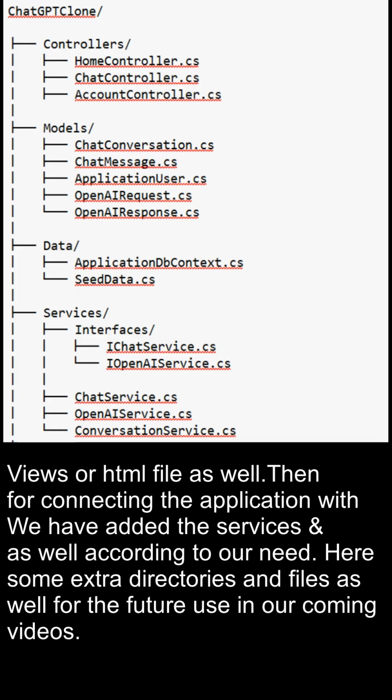In model classes we need ChatConversation, ChatMessage, ApplicationUser, OpenAIRequest, and OpenAIResponse. Next, in the Data folder we have the class ApplicationDbContext, which acts as a bridge between your application and the database.